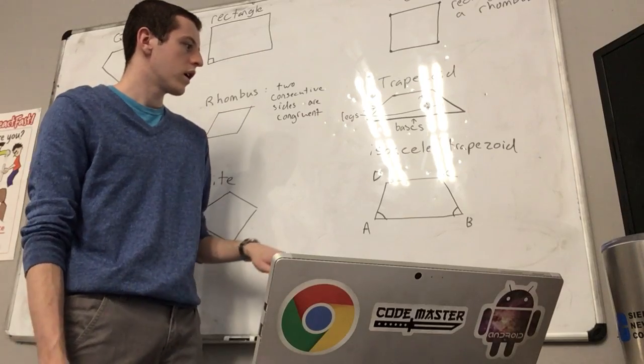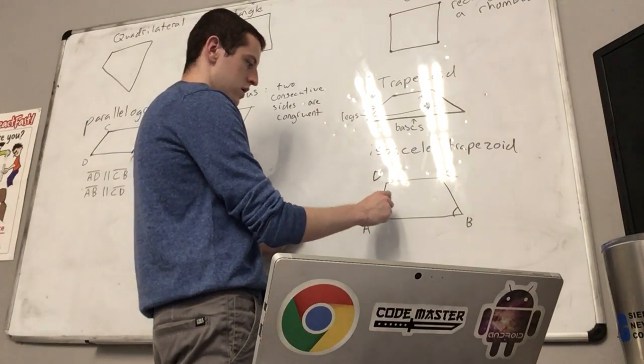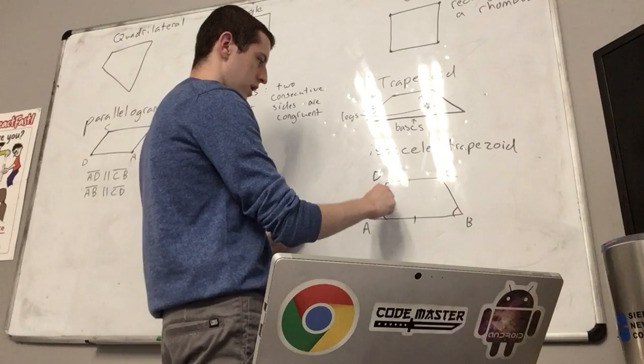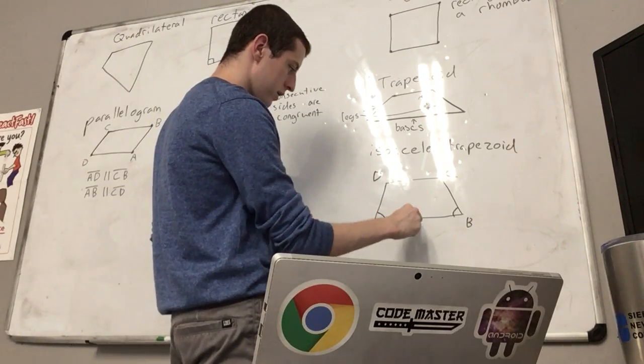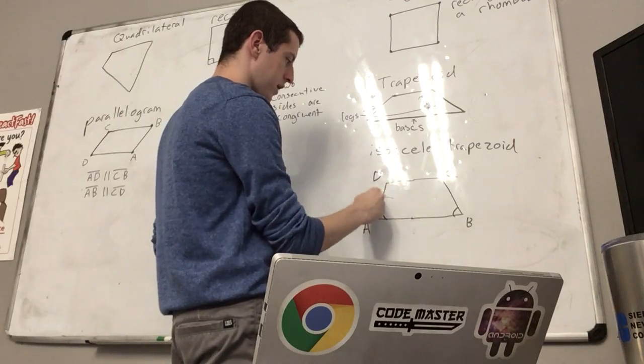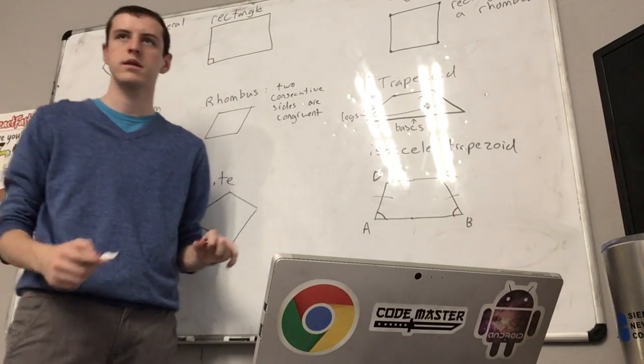So these are congruent. Or sorry, those are not congruent at all. These are congruent in our isosceles trapezoid.